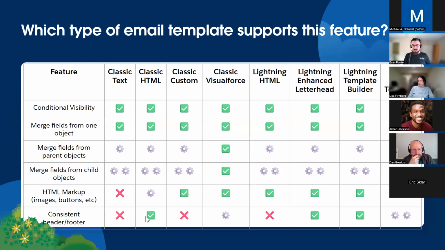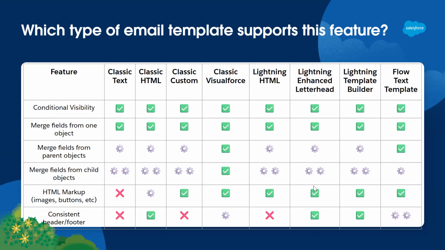Now, the two that really excel at this, as far as where you set up your email template, are classic HTML with letterhead. That letterhead feature is there to make sure you specify whatever you want your header or footer to be, and you manage that as its own record. If you make a change to that, it gets applied to all of the classic HTML email templates that are using that letterhead. Same is true in the Lightning world with enhanced letterhead, exact same concept. It's just the same feature for Lightning email templates.